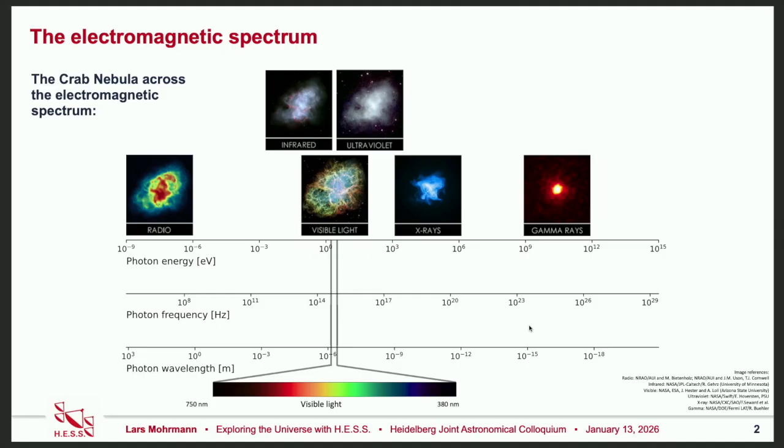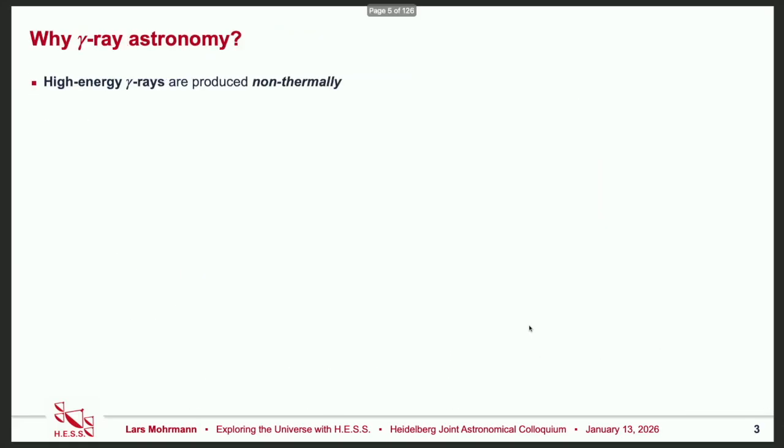Now, the energy range that I will be talking about in this presentation is here. I'll be talking about the highest energy photons that we receive from the universe. We're here roughly in this energy range between 10^12 and 10^15 electron volts. So this is tera electron volts, or TeV. Okay, so why would we be doing TeV gamma ray astronomy?